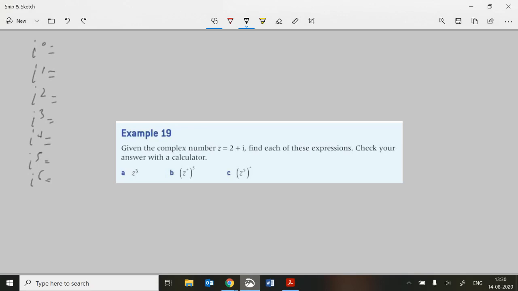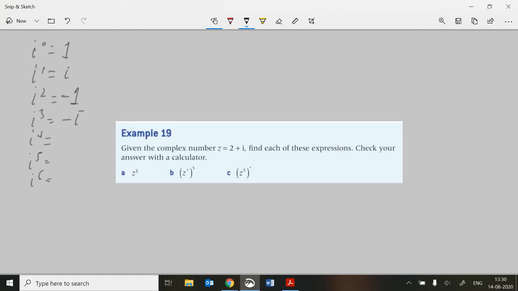Now, i to the 0, as with everything, everything to the power of 0 is going to be equal to 1. And i to the 1 is just i. And i squared we know is minus 1. So the square root of minus 1 is i, and when we square that, we bring it back to minus 1. Now when we do minus 1 times i again, we'll get minus i.